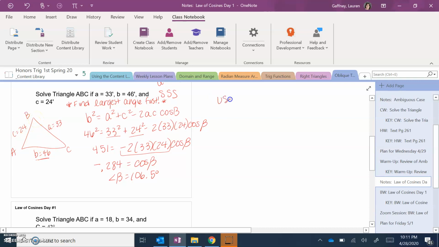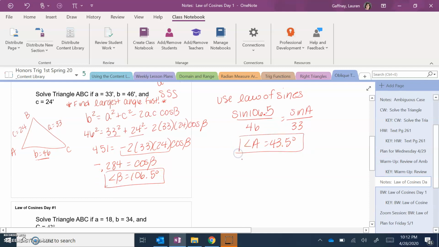So now I can use the law of sines, because now I have an angle across from a side. So I can say sine of 106.5, that's angle B, over 46 equals sine of A over 33. You totally could have done sine of C over 24. It doesn't matter, pick one. When you cross multiply and solve that, you should get that angle A is 43.5 degrees. I would take a minute and just make sure you're entering all of this in your calculator correctly. From there, subtract from 180 and angle C is 30 degrees.